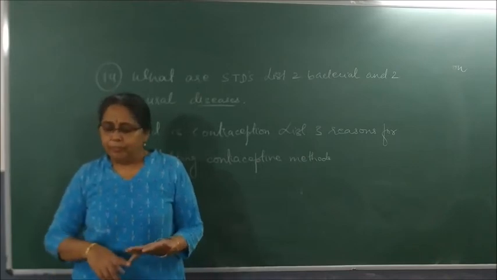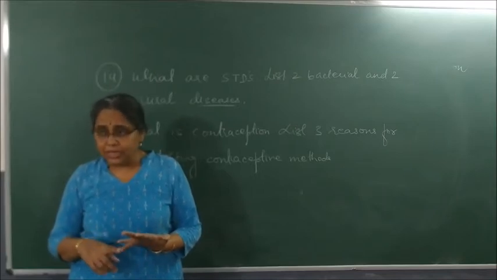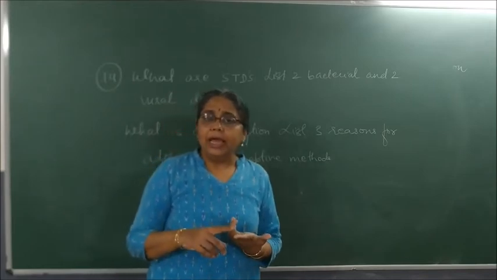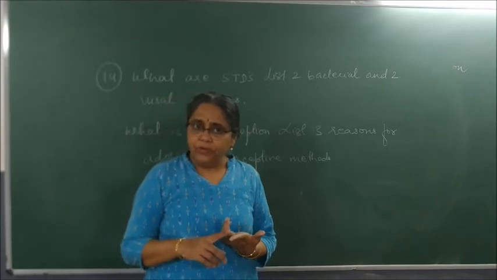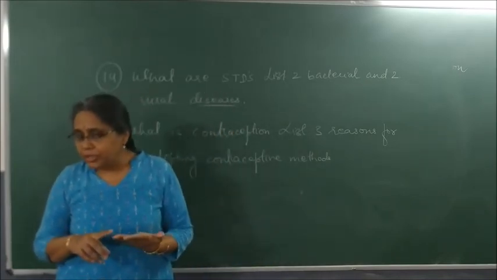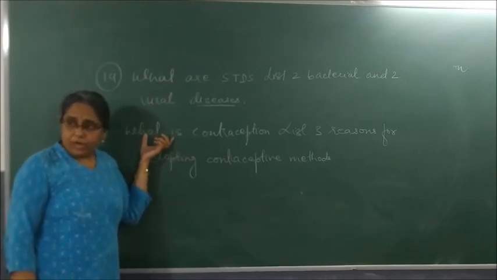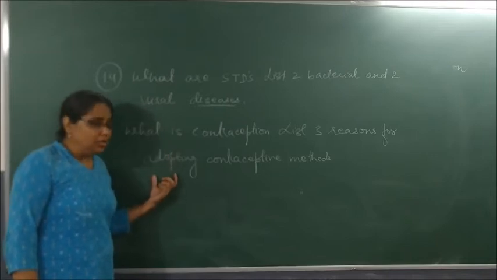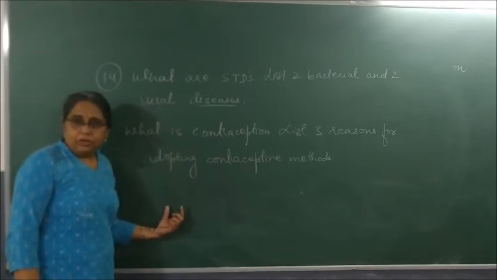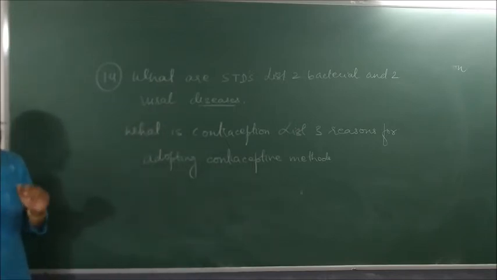Mechanical barriers, pills or chemicals, surgical methods, and the last one is IUCD, intrauterine contraceptive devices. So these are the 4 methods, and you have to write them: chemical methods, surgical methods, barriers, and IUCDs, intrauterine contraceptive devices, which is in the form of copper T. It was taught. Now, what are the reasons for adopting contraceptive methods?